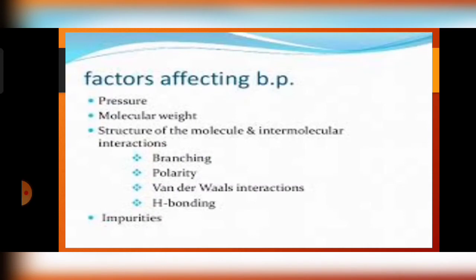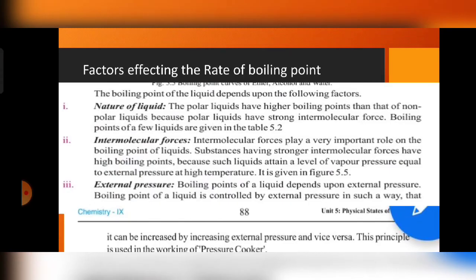Next, factors affecting the boiling point: pressure, molecular weight, structure of the molecules and intermolecular forces, branching, polarity, van der Waals interactions, hydrogen bonding, impurities. These are a number of factors which affect the boiling point, but in our book we will discuss only a few: nature of liquid, intermolecular forces, and external pressure. Polar liquids have a higher boiling point than non-polar liquids, because polar liquids have strong intermolecular forces.